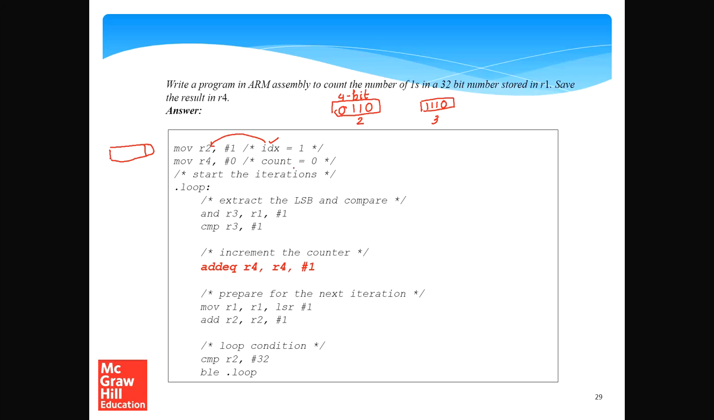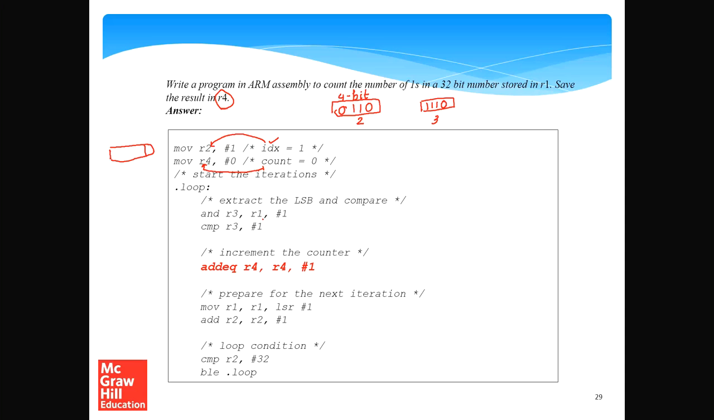Similarly, let's have a count variable, which is mapped to R4 because the final result needs to be saved in R4. So let's take a count variable, save it in R4, and initially the count starts with 0, right? Because we have not seen any 1 yet. So the first task would be extract the least significant bit and compare, right? Extract the LSB and compare.